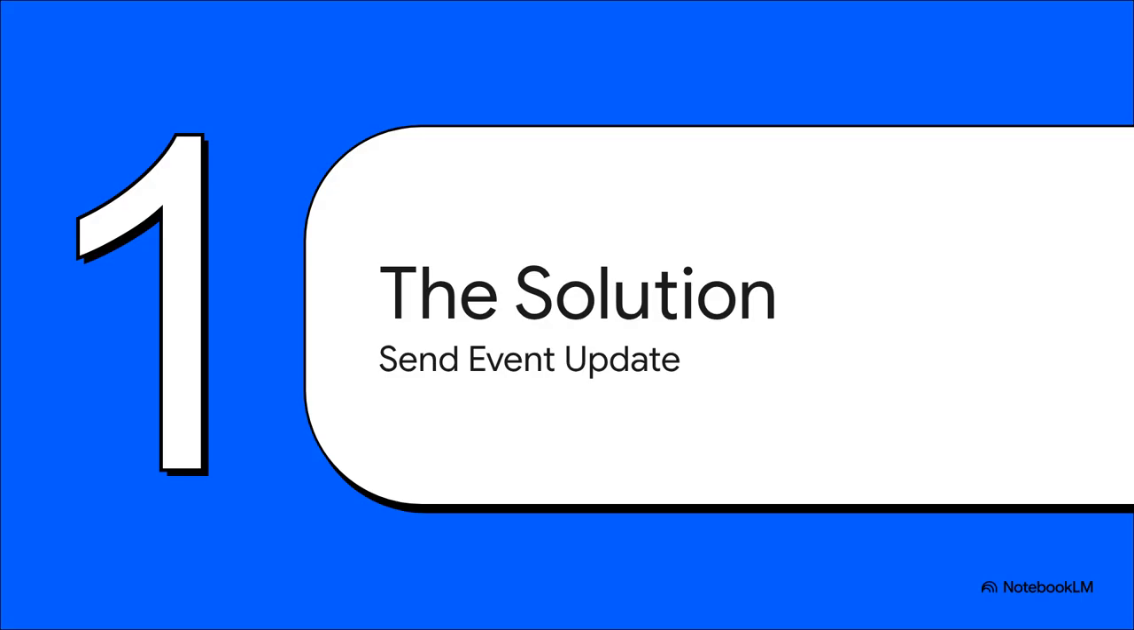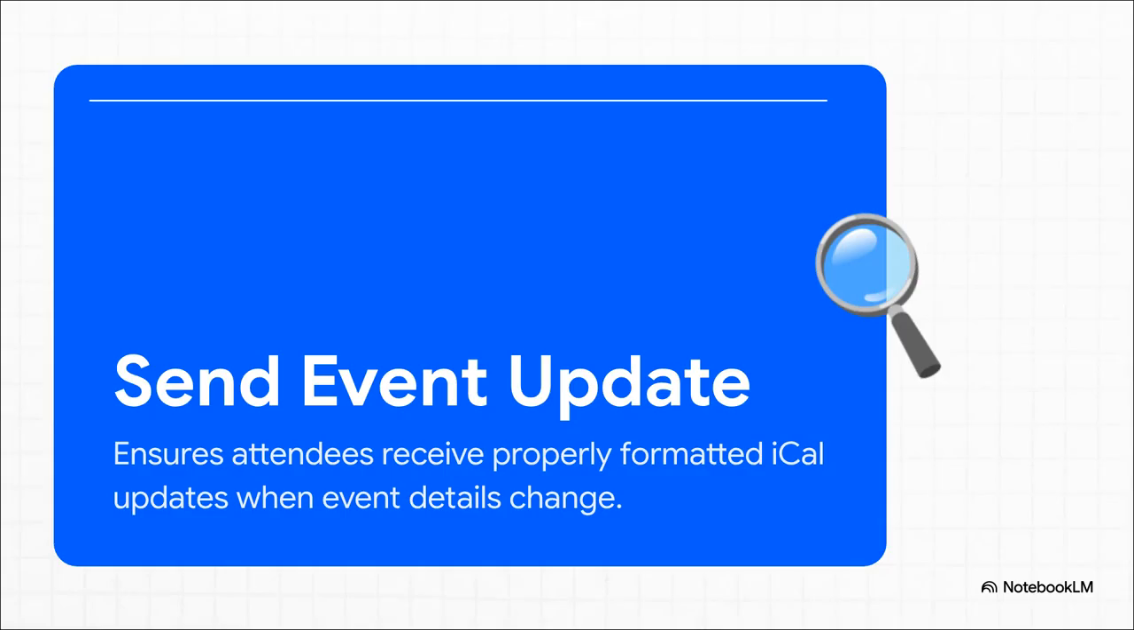So, let's meet the hero of our story. It's a specific function, often called something like send event update. This is the little engine that does all the heavy lifting, making sure every single change gets to you right away. So what does it actually do? Well, its main job is to make sure that every single attendee gets a perfectly formatted iCal update whenever the event details change. No drama, no mistakes, just a clean, reliable update every single time.